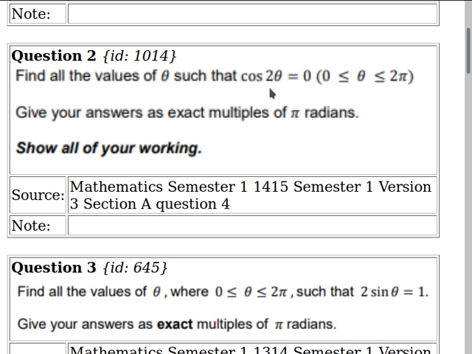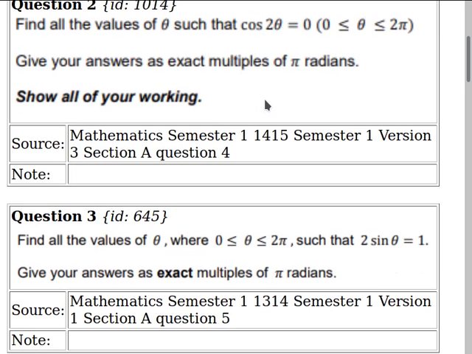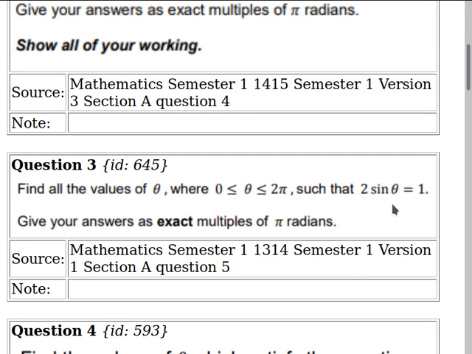Up to a maximum of 6. But some of the answers could be repeated, like with the quadratic. Here, maximum number of answers? 2. Because this number here is a 1. You get the idea? Yeah.